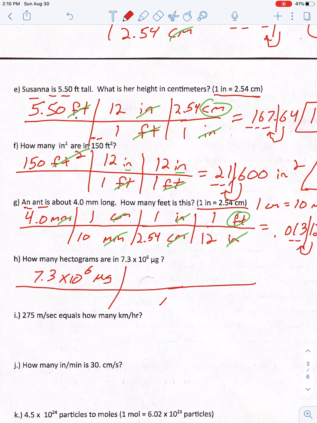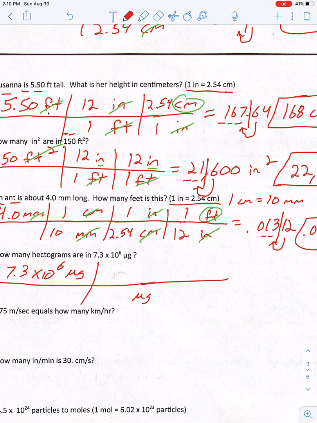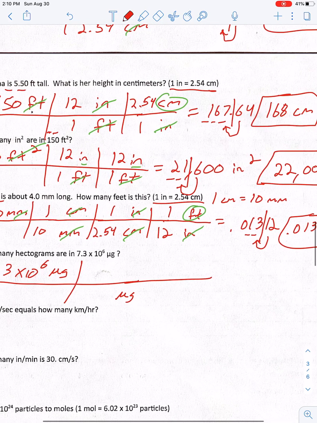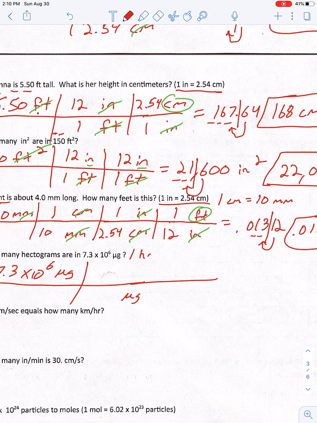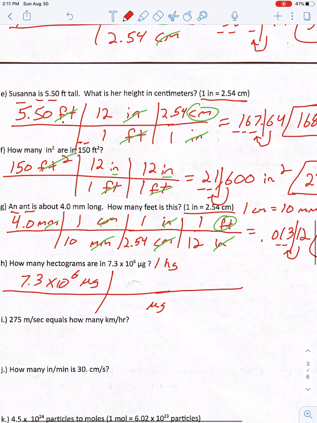So I know micrograms is going to go on bottom next. So now I've got to figure out which one's bigger, a hectogram or a microgram? If you look at the metric scale, a hectogram is bigger. So 1 hectogram. If I look at hectogram on my metric scale, hecto is 10 to the 2. And micro is 10 to the negative 6.